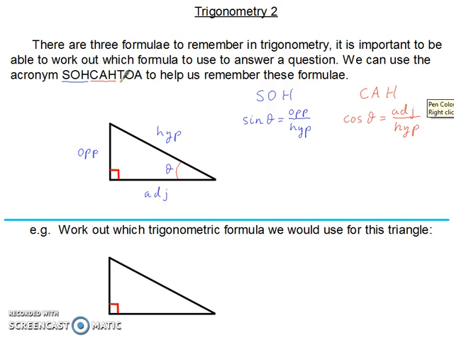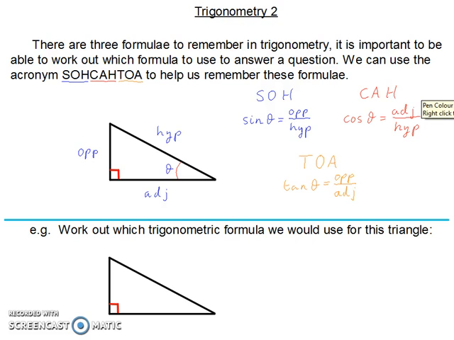Now then, last 3 letters, TOA. TOA, you've probably seen this on your calculator. This is for the tangent ratio. We say tan theta equals O for opposite, over A for adjacent. Right, those are our 3 trigonometrical formulae, and we need to be able to remember these 3 and put the right one to the right question.